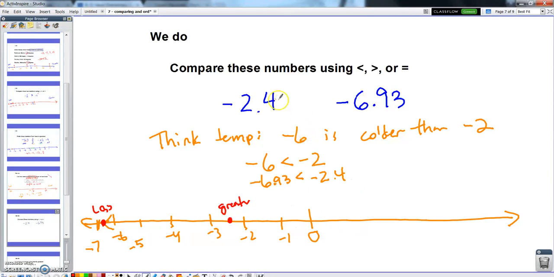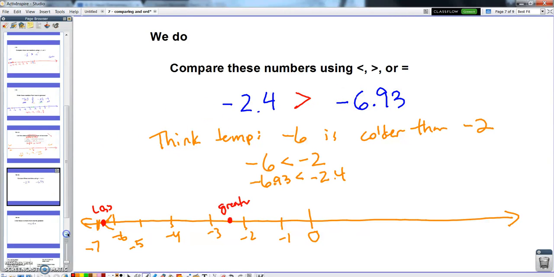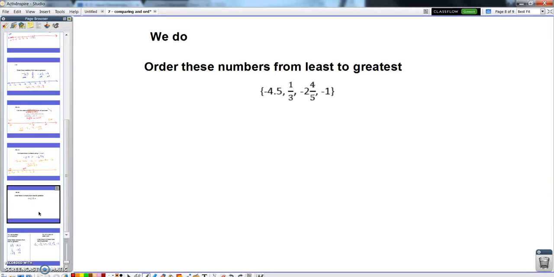So I would say this is the greater number right here. So even though it's negative, it's greater. And again, just because this looks like a bigger number, since it's negative, that just makes it an even lower number, which is weird. But does make sense, like again, if you think temperature or altitude. All right. And last but not least, order these from least to greatest.